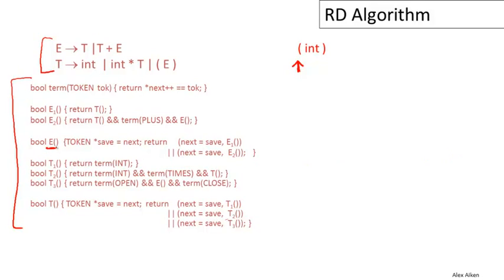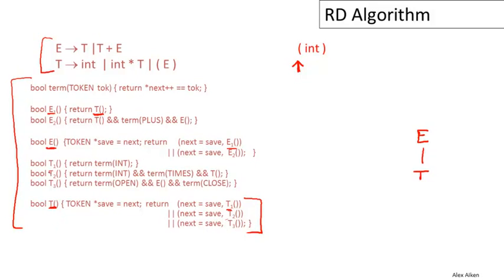So we begin by invoking the start symbol. So we're going to be trying to derive something from E. And the first thing we'll do is try the first production. So we'll try E1. And what does E1 do? E1 is going to try T. It's going to try to derive something from T. So our possible parse tree looks like this. And so we invoke T. And what is T going to do? It's going to try all three productions for T in order.